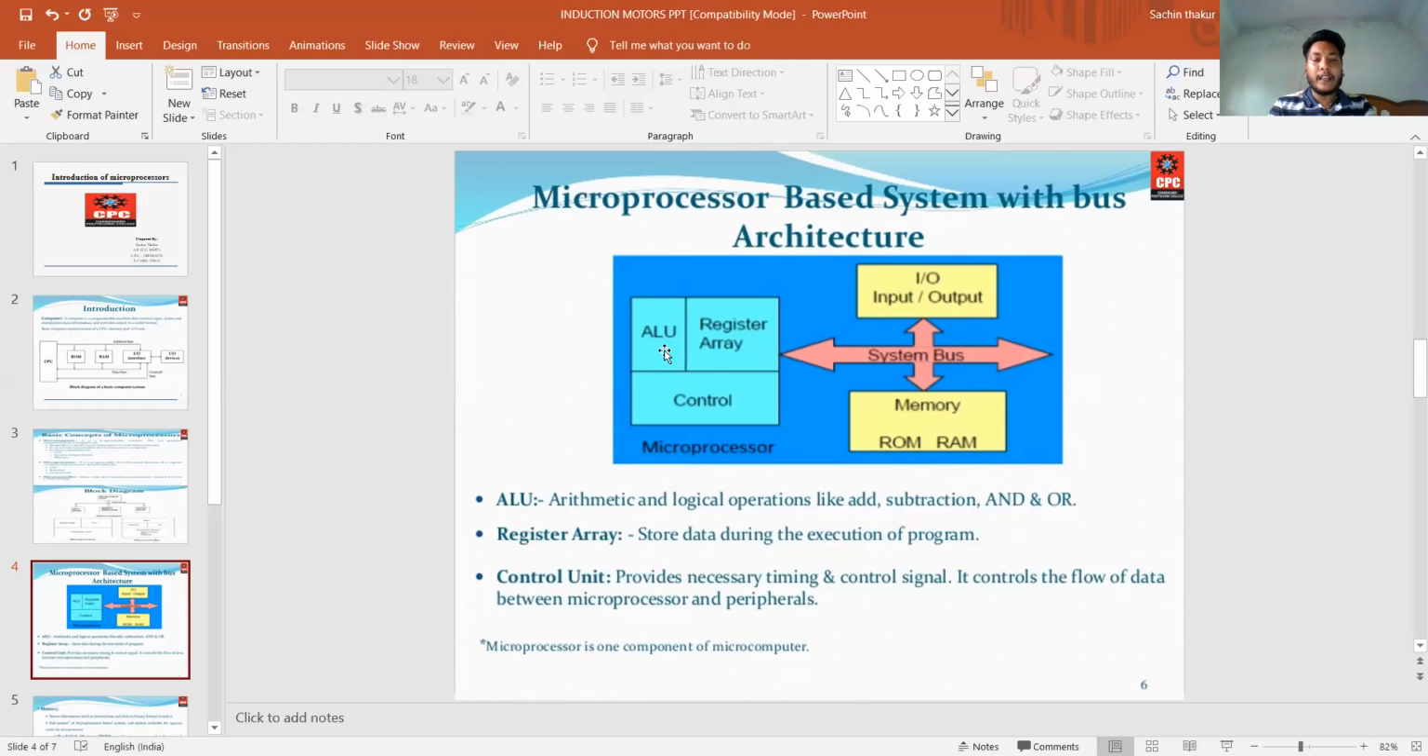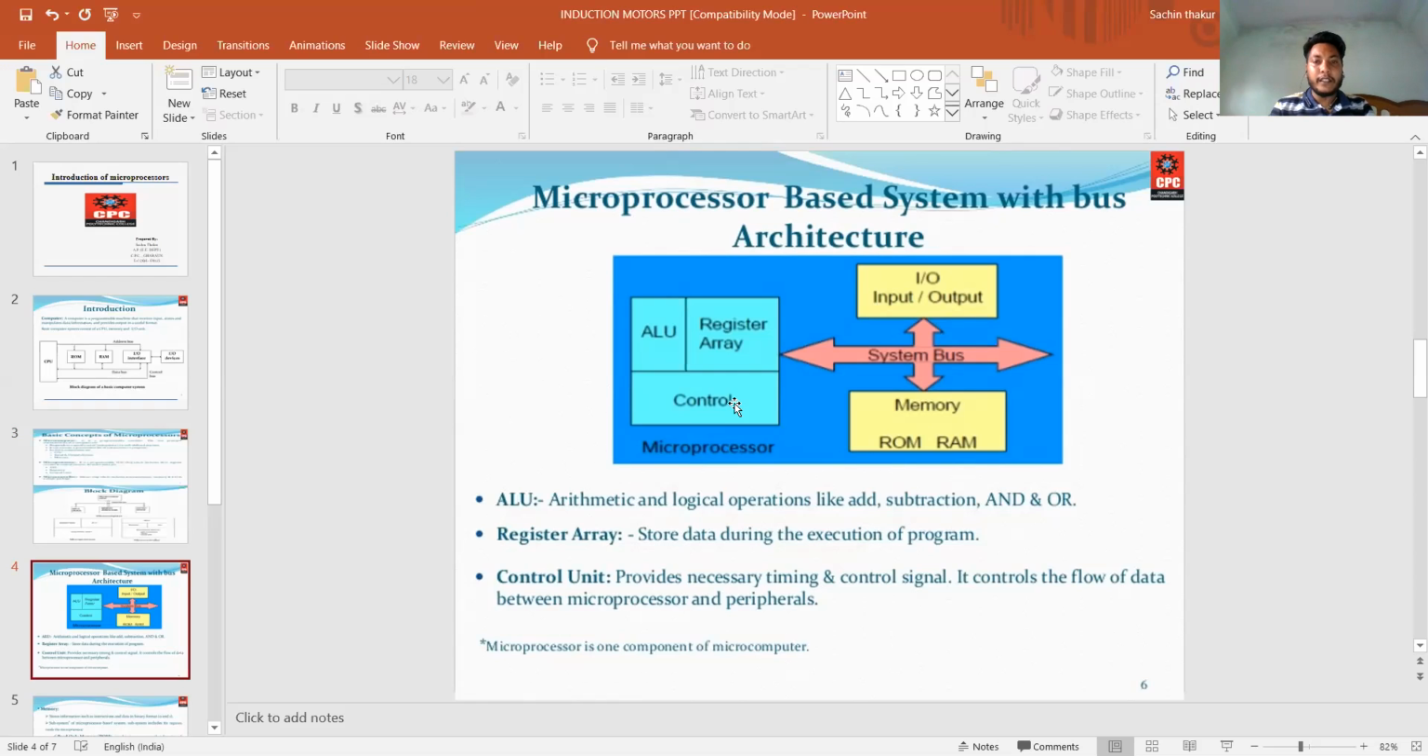As you know, the ALU performs all the arithmetic and logical operations, that is addition, subtraction, AND, OR, whereas the register array stores data during execution, that is, it stores data when the program runs. And the control unit provides necessary timing and control signals.